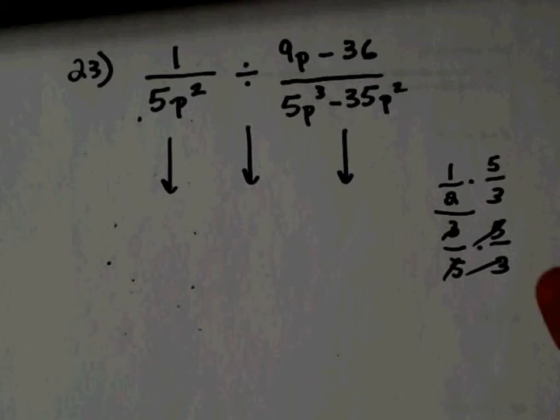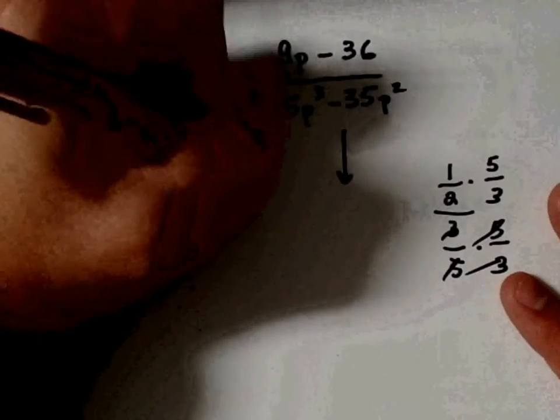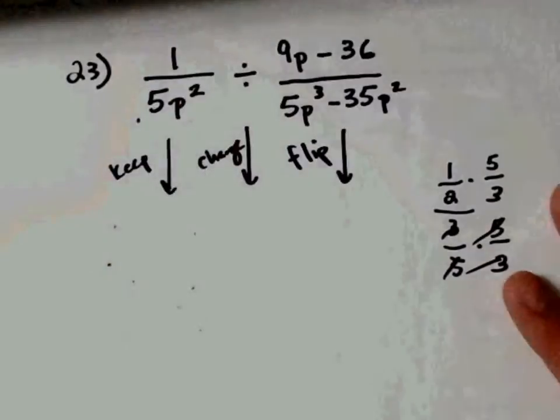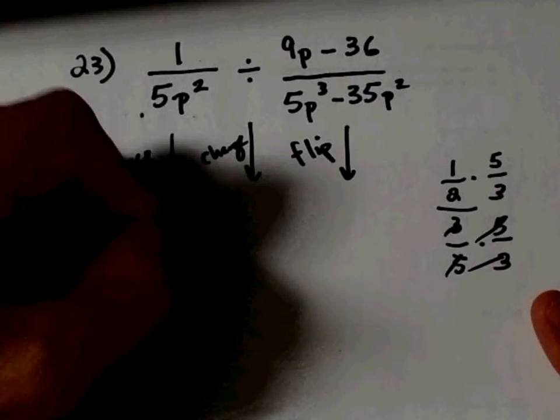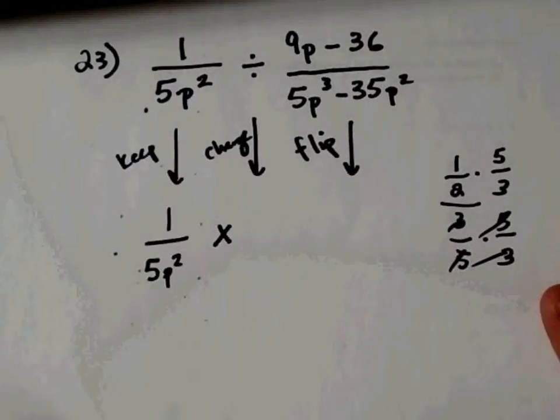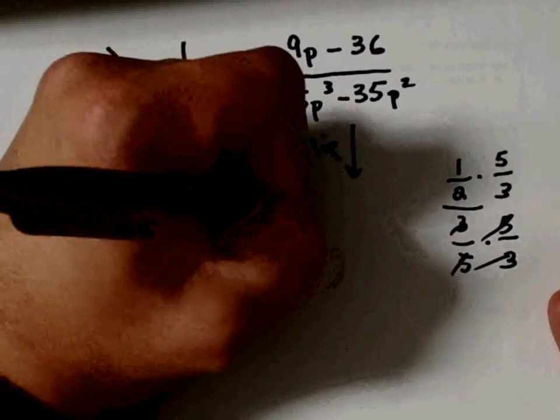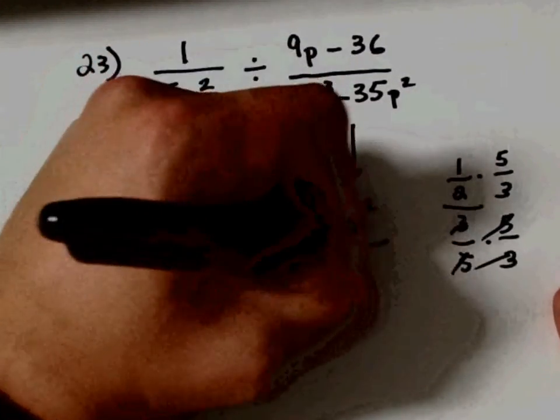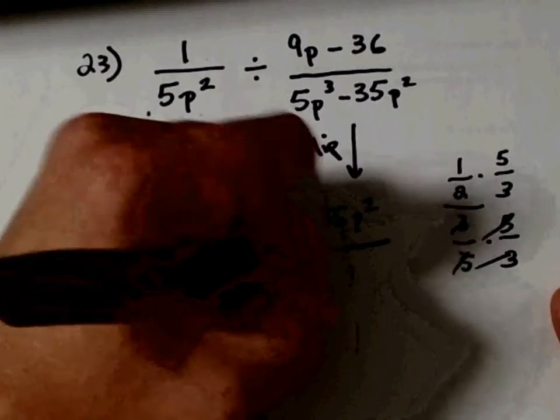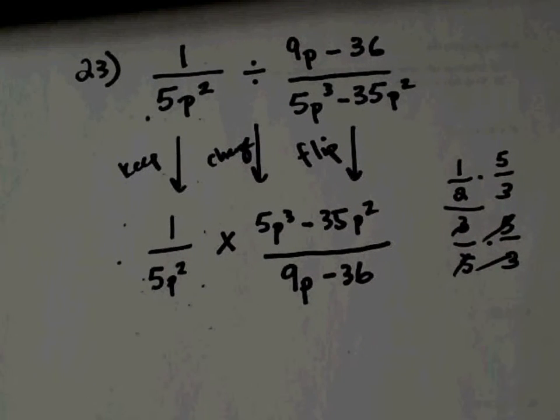And so what we do is we keep the first one, we change the second one, and we flip the last fraction. Okay? So if we keep this one, this is going to be 1 over 5p squared. This is going to change to multiplication, and this is going to flip to 5p cubed minus 35p squared all over 9p minus 36. And so now it's a multiplication problem, and in the multiplication problem what we do is we look to cancel numerator to denominator or denominator to numerator. And so right off we don't have any of that.